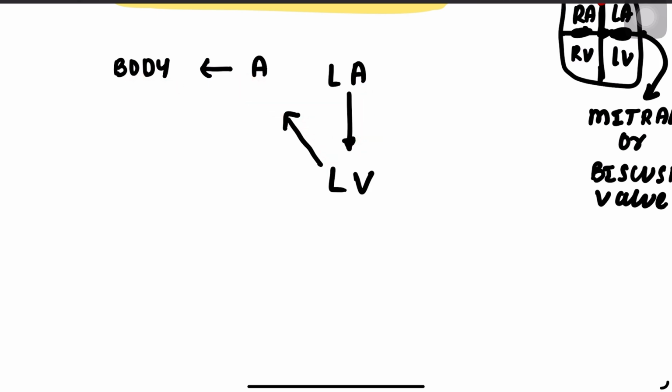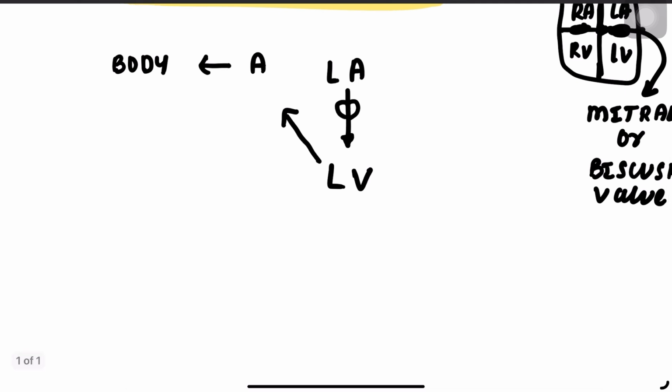Now since this valve is the bicuspid valve, this valve allows only a single direction of the blood. So if the blood flows from here, there's no possibility for the blood to go back in the opposite direction. That's something that you should understand. Okay, so this is one.